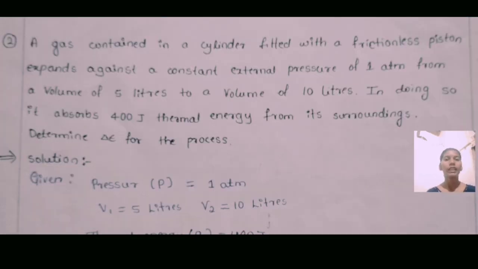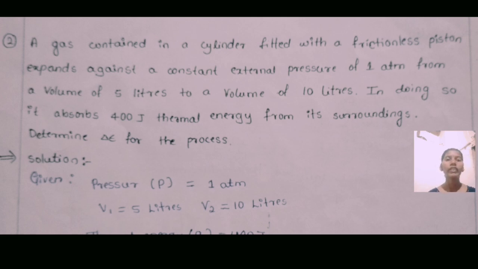Problem number 2. A gas contained in a cylinder fitted with a frictionless piston expands against a constant external pressure of 1 atm from a volume of 5 liters to a volume of 10 liters. In doing so, it absorbs 400 joules thermal energy from its surroundings. Determine the change in the internal energy for the process. Here we are going to determine the change in the internal energy for this process.